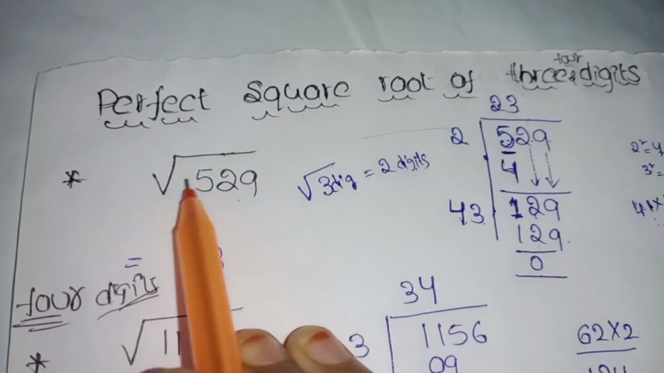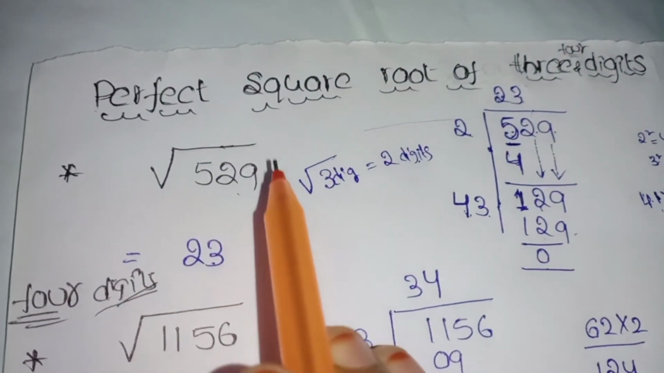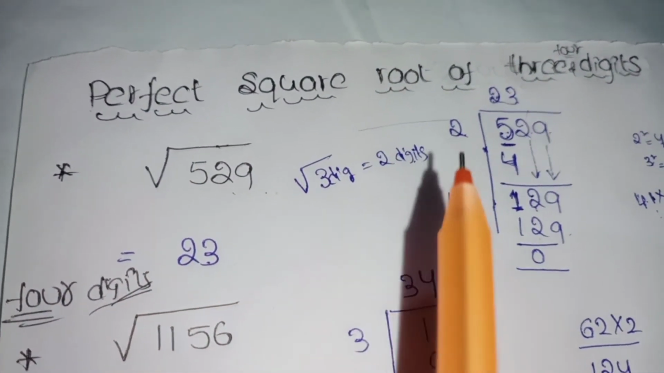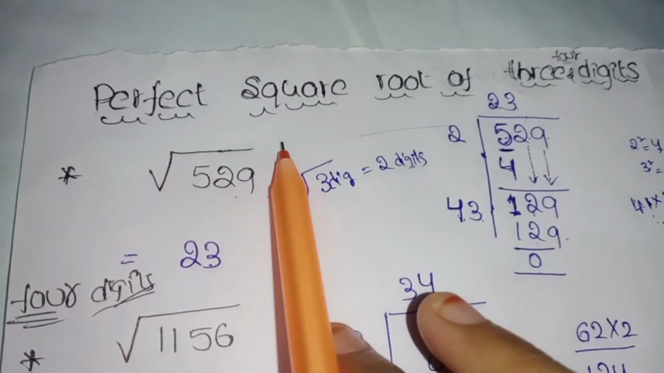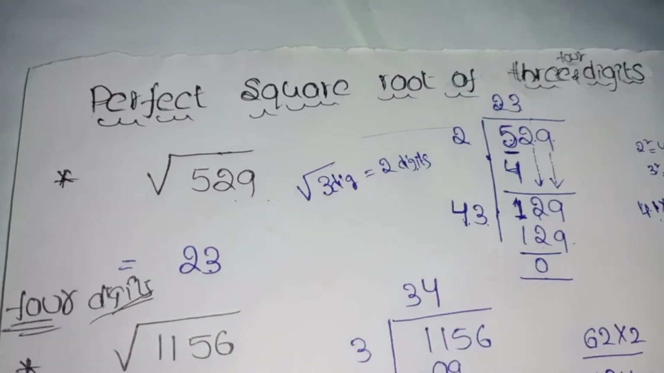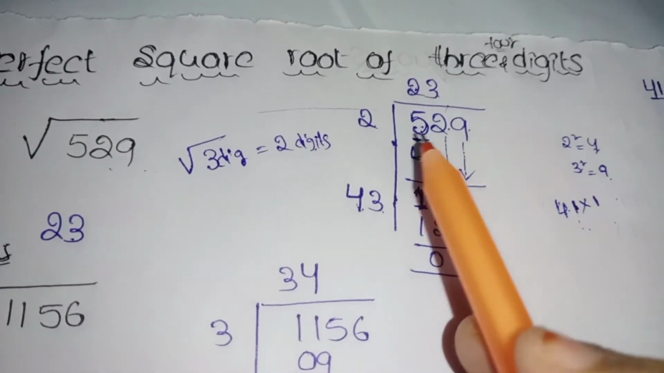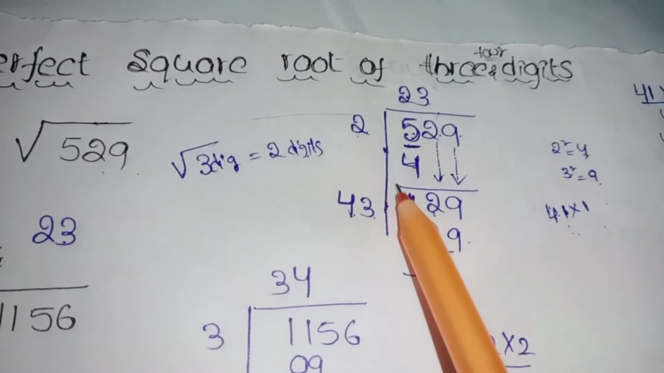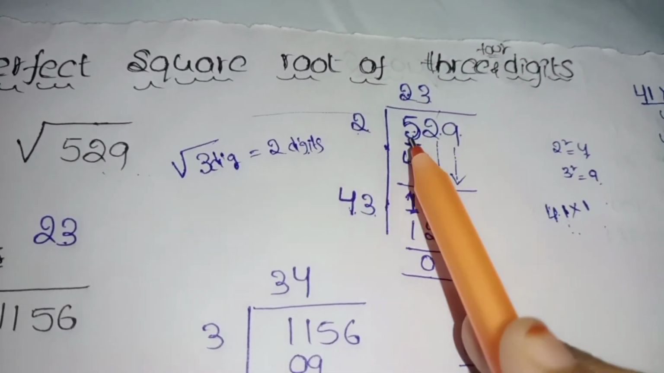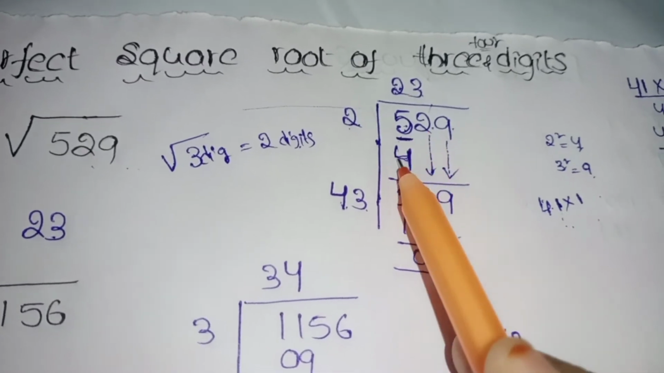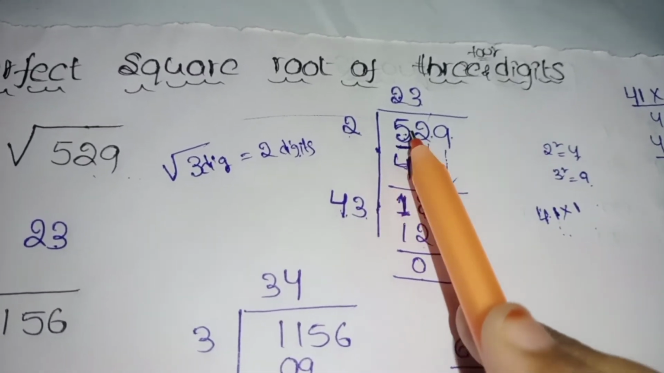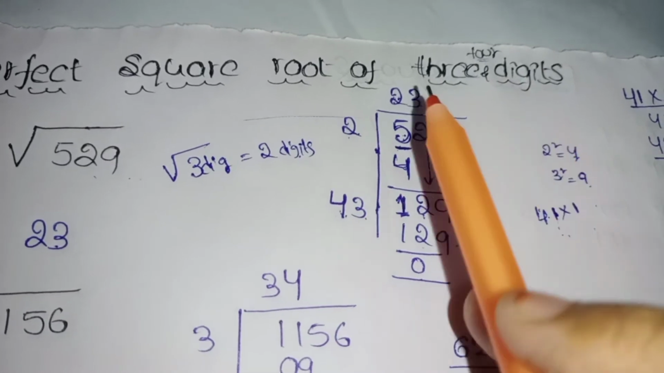How to find the square root of 529? In 7th class, we know how to find roots, right? That method we are using now. First you have to write 529. First you have to take the first number. The first number is 5. Which number do I have to square?